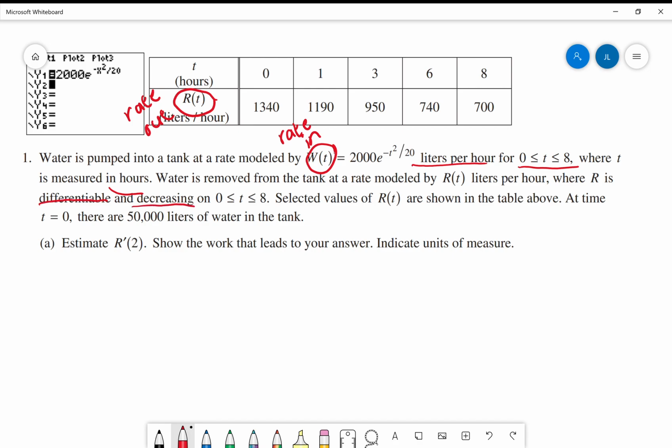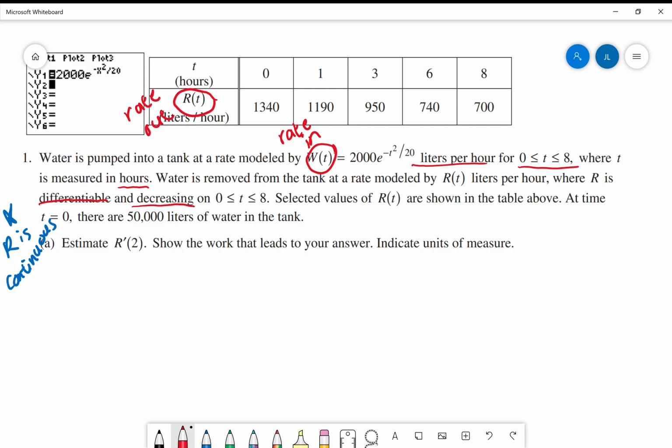If you see the word differentiable, you should be making a mental note to yourself that R is also going to be continuous. Any function that is differentiable is also continuous. Here, R of T is decreasing as well on the interval from 0 to 8. Selected values of R of T are shown in the table above.